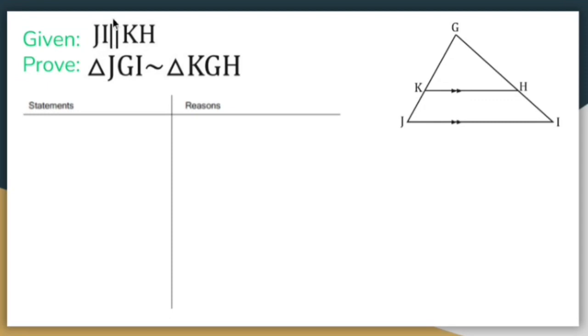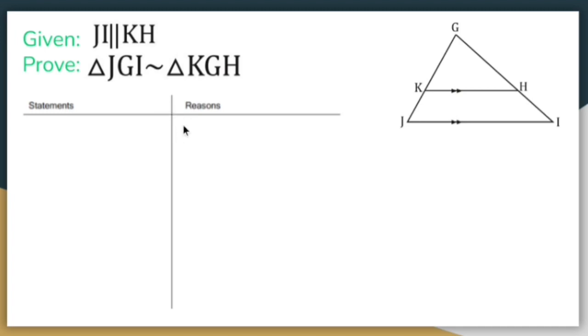Given JI is parallel to KH, so you and you, they're parallel. Great. I need to prove that JGI is similar to KGH. Now, that shape means similar. Similar is different from congruent. Congruent means they were exactly the same. Similar means they're the same shape. It's just one's bigger than the other.